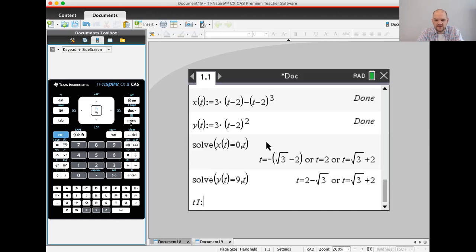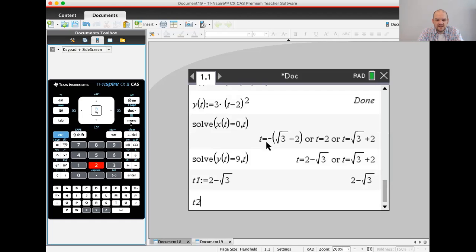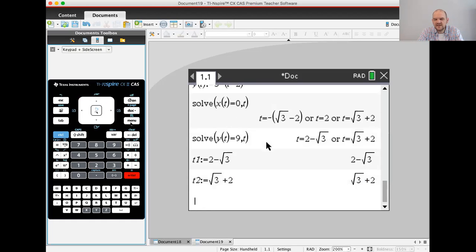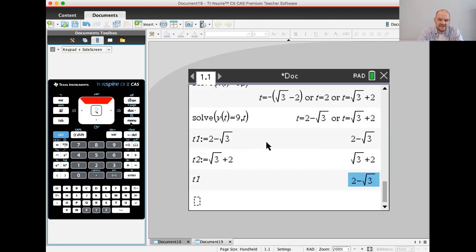I'm going to store them. T1, I'll store as this. T2, I'm going to store as the other one. It's kind of weird. When you store a value, it doesn't say done. It repeats the value, but it's stored. When you store a function, it says done.